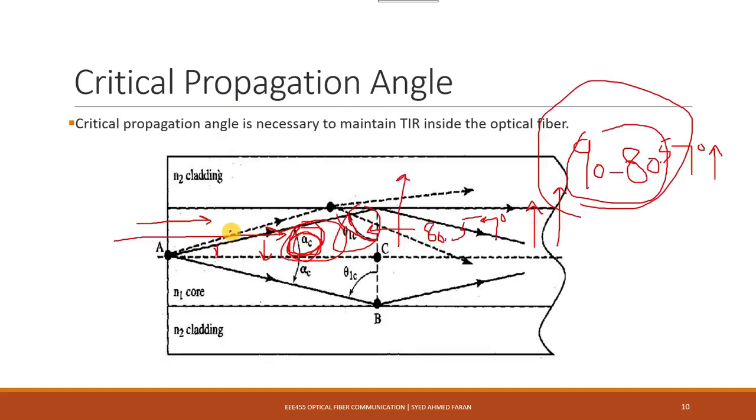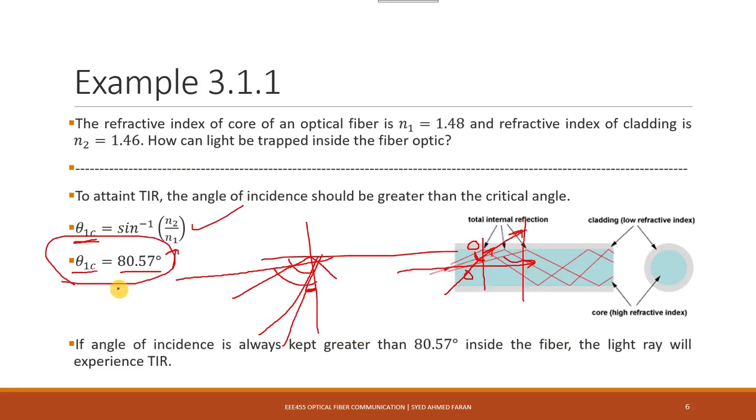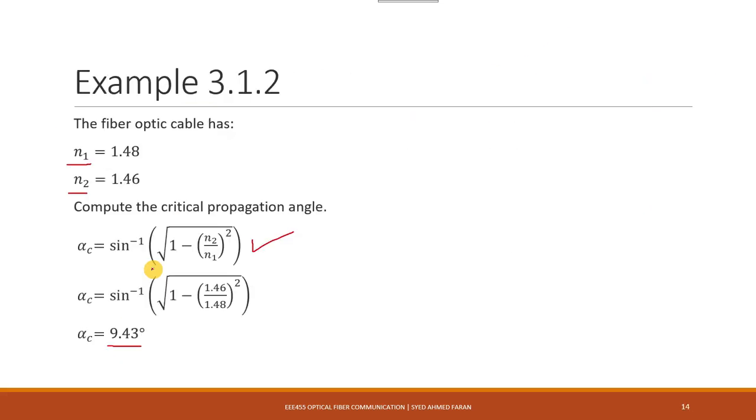So last time, in the previous example, the critical incident angle was 80.57 degrees, and now if you just notice, the critical propagation angle is 9.43 degrees. So 9.43 plus 80.57 is equal to 90 degrees, which of course is true, because in a right angle triangle, the sum of all these angles should be equal to 180 degrees.